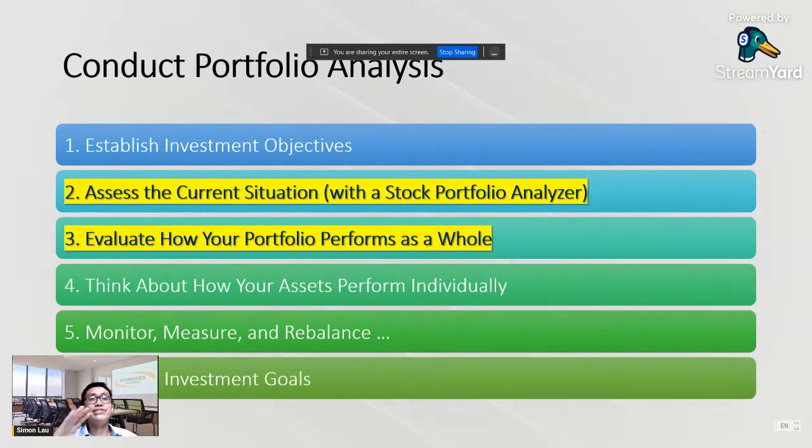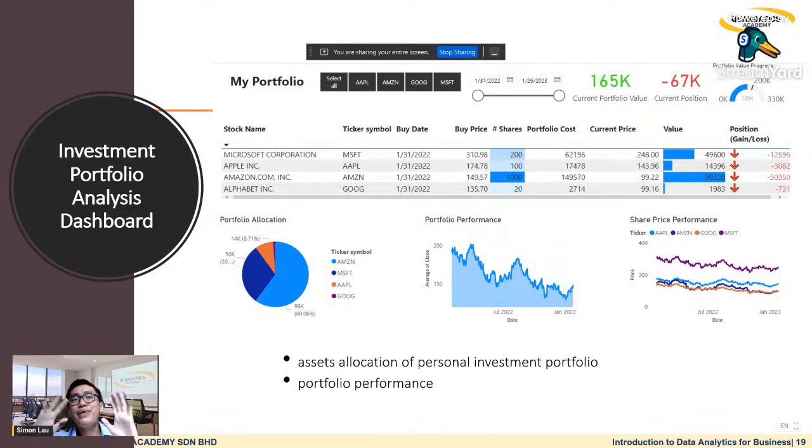But 4, 5, and 6 are up to you, the insightful decision making. Power BI is a tool that helps you to do number 2 and number 3, and the rest is left to you. When you see the chart, you see the report, you think about how your assets have performed individually or as a whole, and monitor, measure, and rebalance your portfolio. Ultimately, before you decide whether to buy or sell again, you reassess your investment goal. So number 6 will look back to number 1 again, over and over again. It's a life cycle. So this is the expected output that we are going to do.